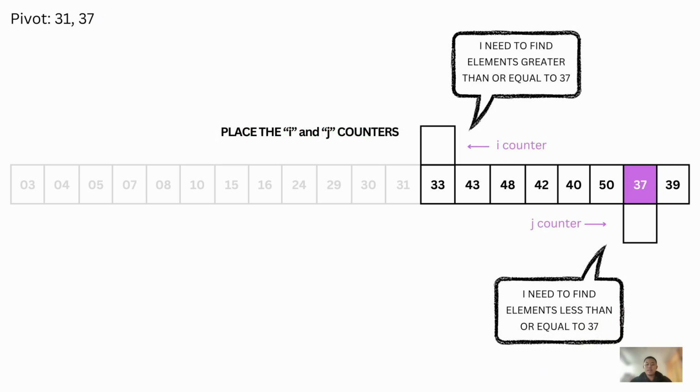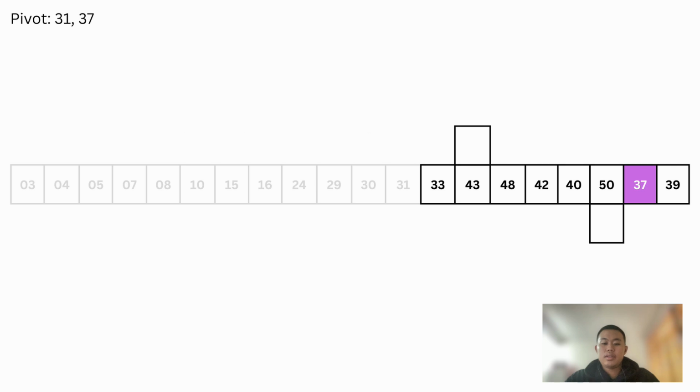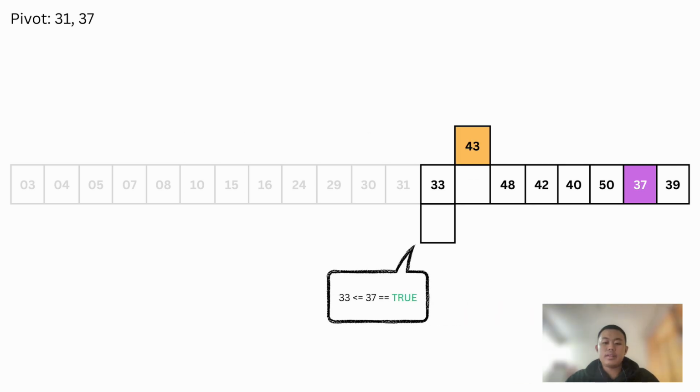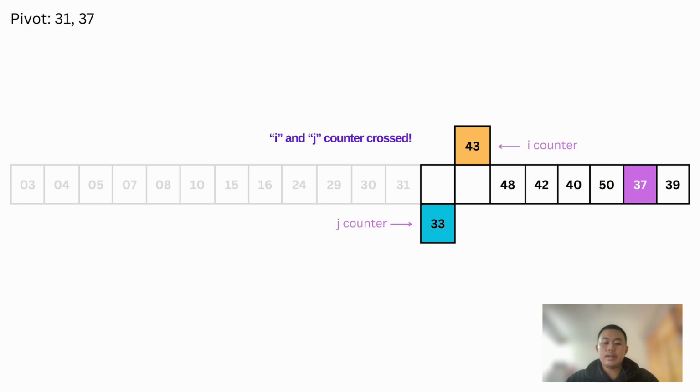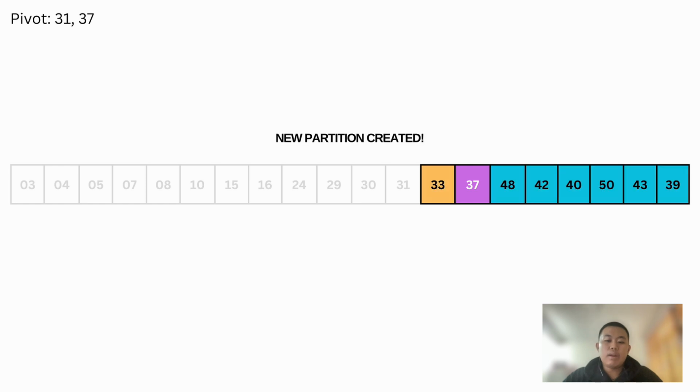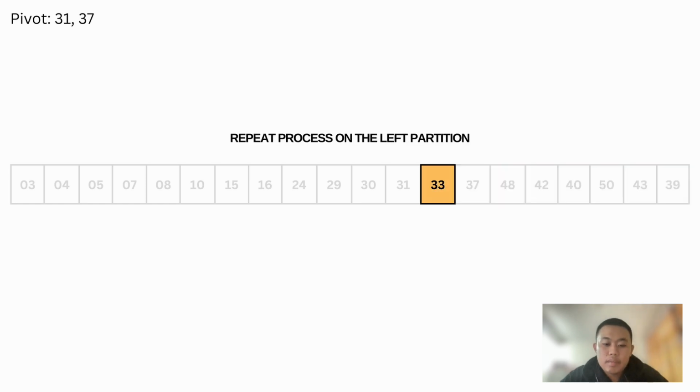Place the counters, swap the elements until they cross. Now the I and J counters have crossed, so now we would have to swap the I counter with the pivot, and then place the J counter to the left of the pivot. And now we've created a new partition with the 33 on the left, which are already sorted.